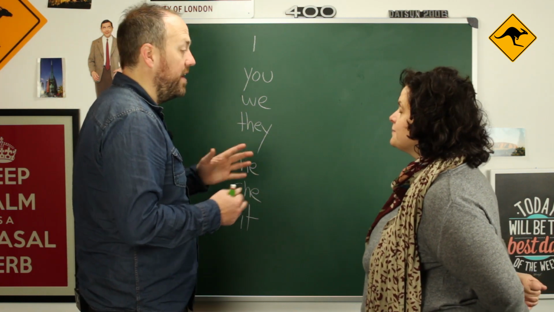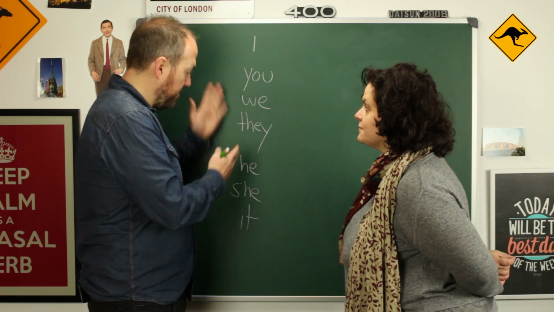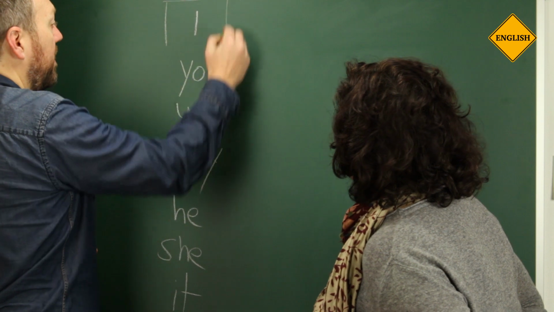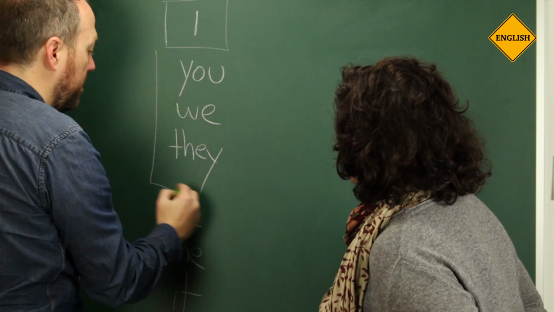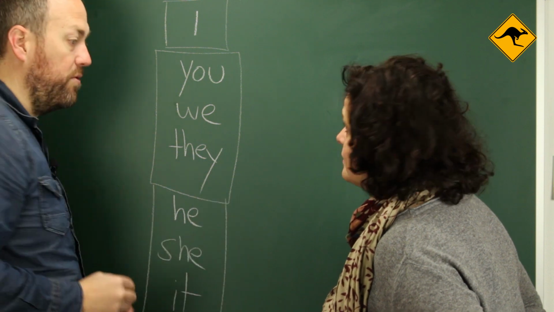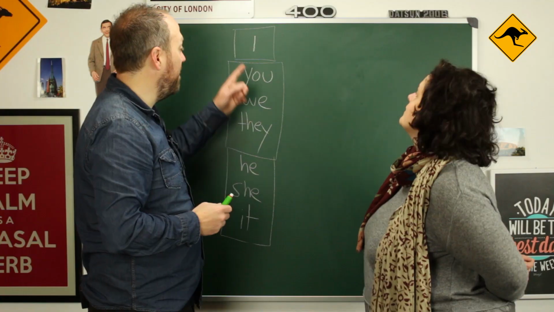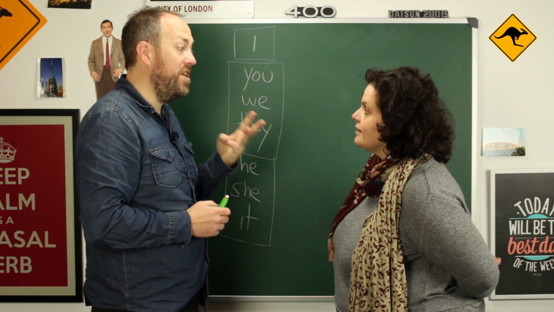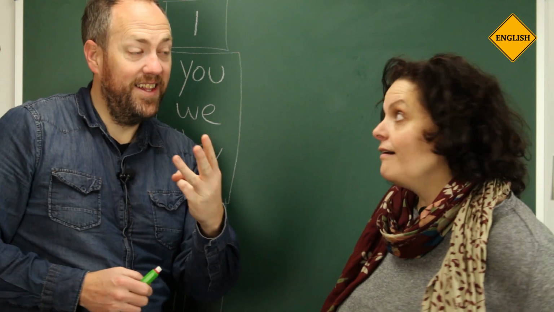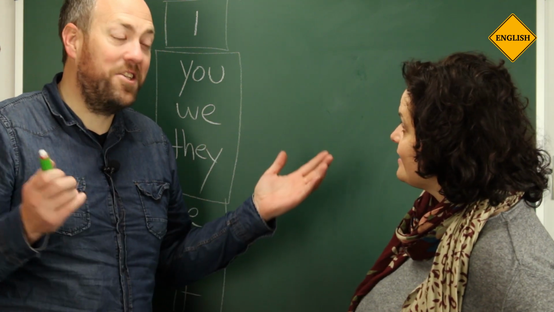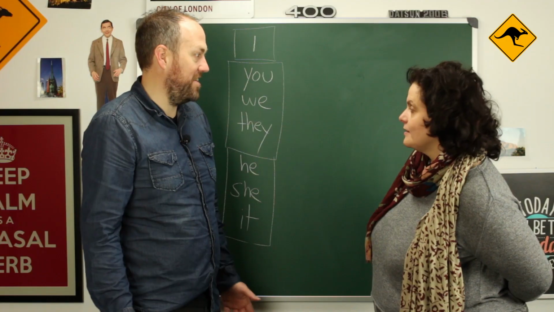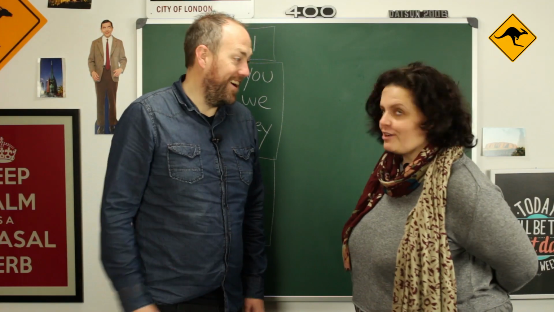So now we will divide the persons into three groups. Group one. Group two. And group three. So we have, in English, only three conjugations for the verb to be. Only three. Oh, it's easy. In Spanish, how many conjugations for ser estar? A lot. A lot of conjugations.